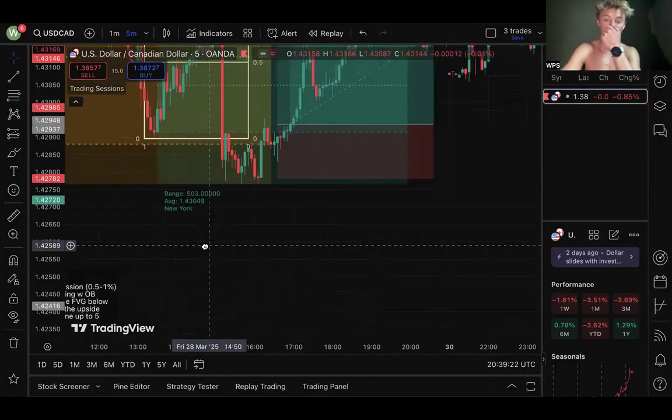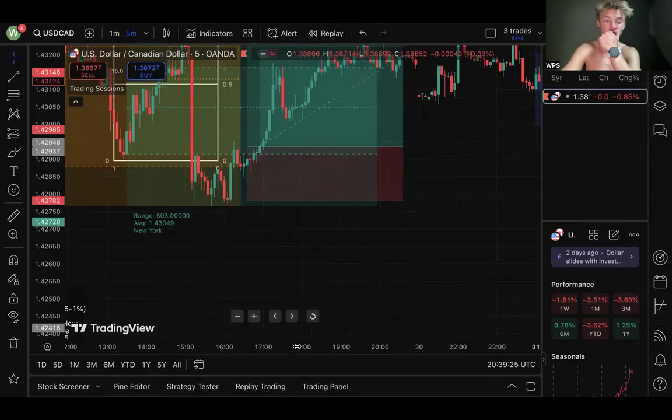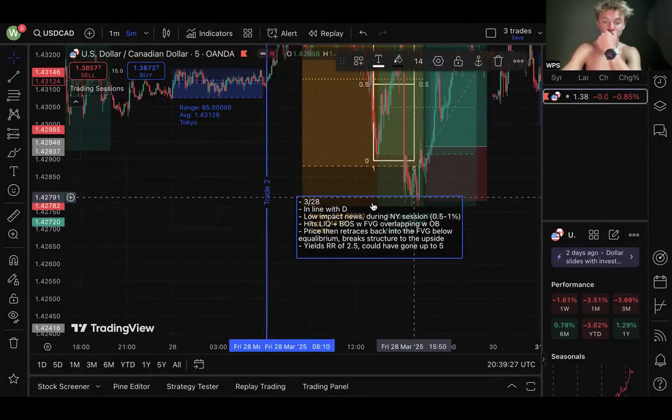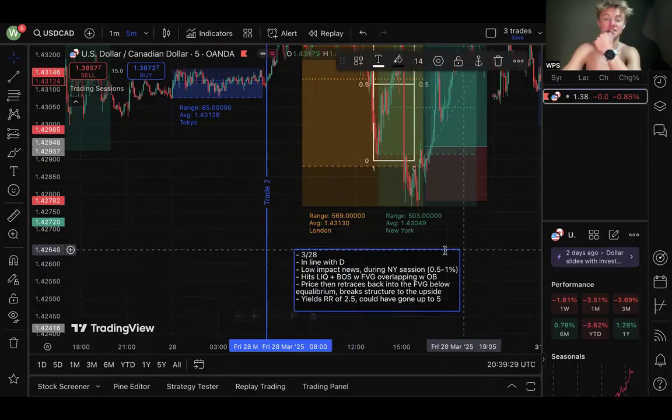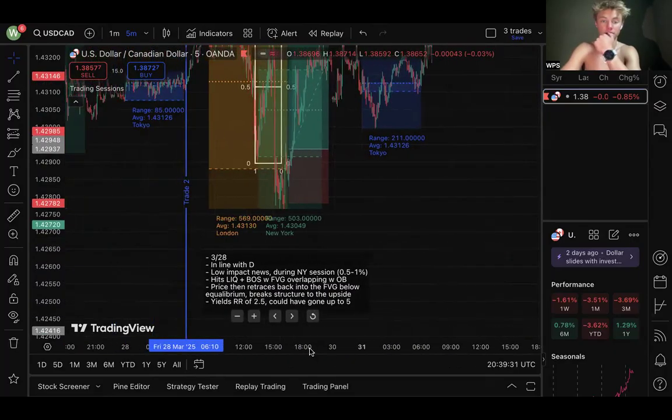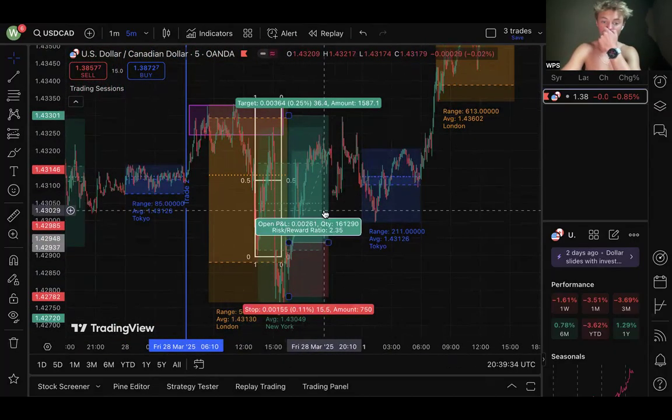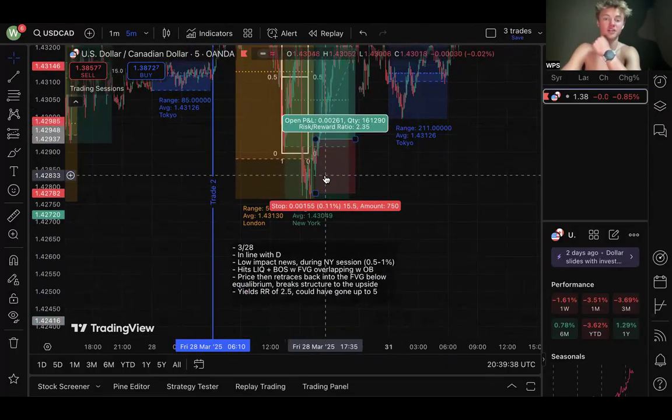That's why it's a 0.5% trade rather than a 1% trade. This isn't correct. I think I messed some of these slides up, but this would have been a 0.5% trade with a 2.35 risk to reward ratio. And there was also no high impact news during this.